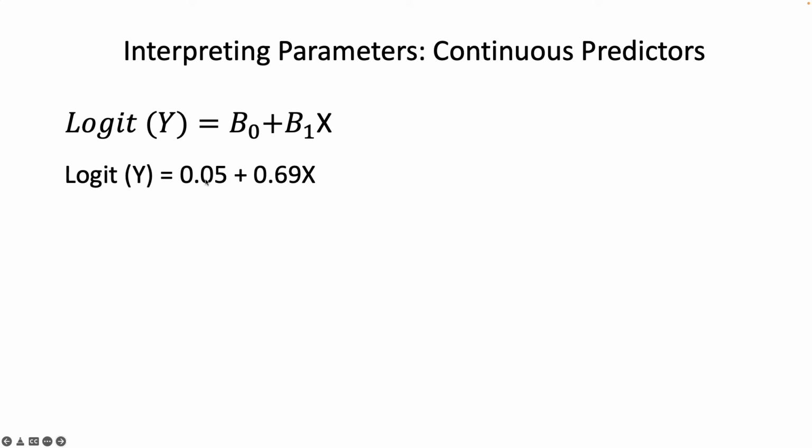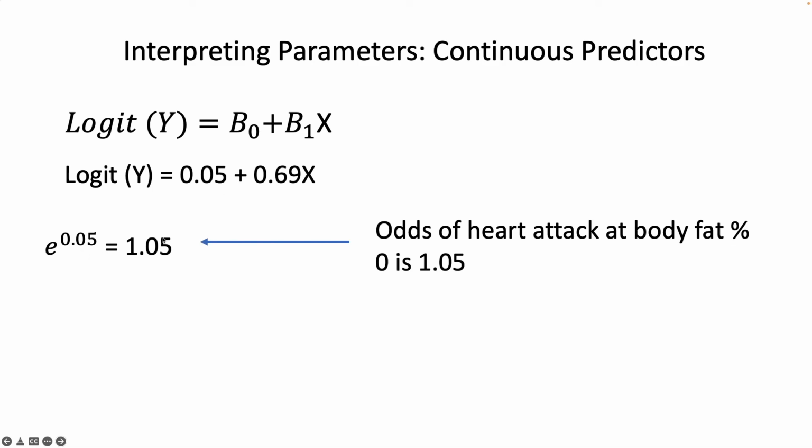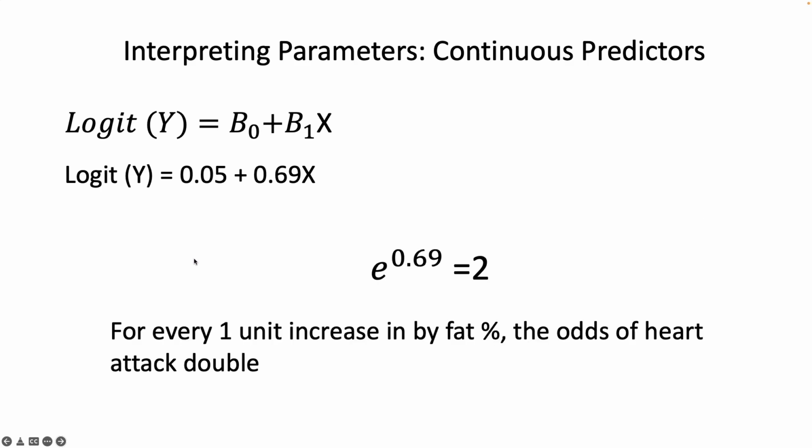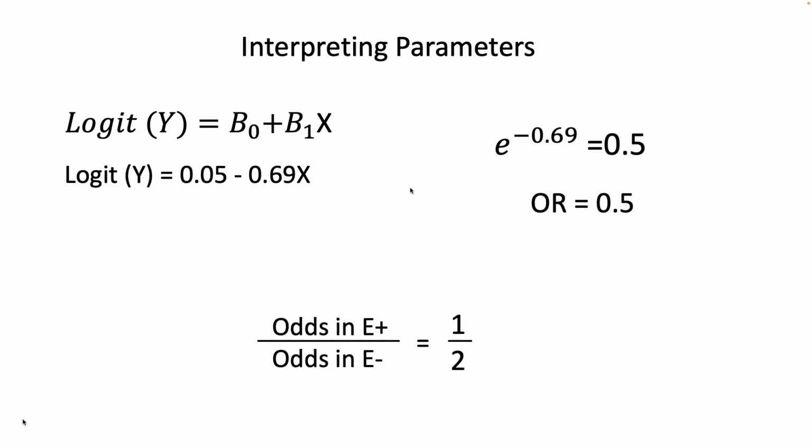So using similar numbers, 0.05 is the only difference here. Exponentiating that, we get an odds of heart attack at body fat 0 of 1.05, which has no real meaning. But if we exponentiate the coefficient, we get 2. So that basically is telling us that for every 1 unit increase in body fat percentage, the odds of heart attack doubles.